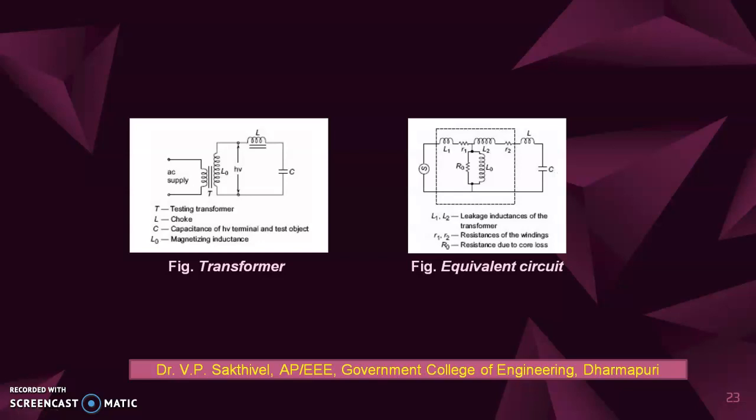Naturally, resonance occurs when the leakage inductive reactance is equal to the capacitive reactance. That is, power frequency resonance occurs when ω(L1 + L2) = 1/(ωC). This arrangement can be used for cable testing, dielectric loss measurement, partial discharge measurements, etc.